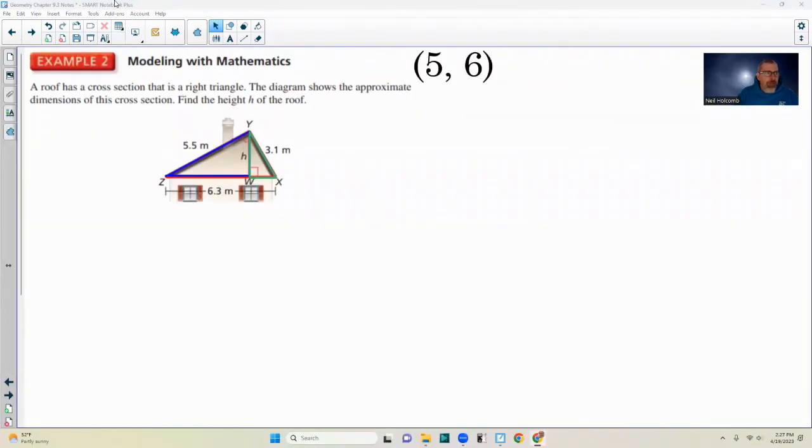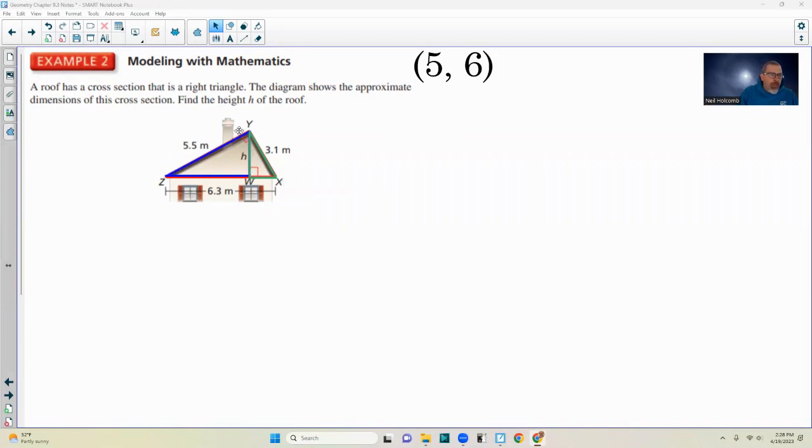Okay, so example 2 says modeling with mathematics. A roof has a cross section that is a right triangle. So the cross section's right here looking at the house. Think of cutting a house in half like this and looking at its roof structure. That would be a cross section. The diagram shows the approximate dimensions of the cross section. Find the height H, the roof height.